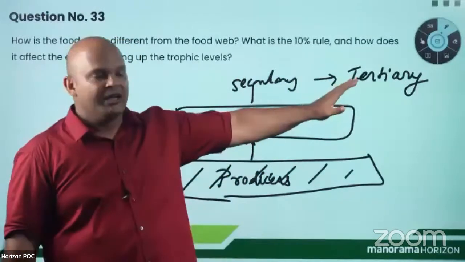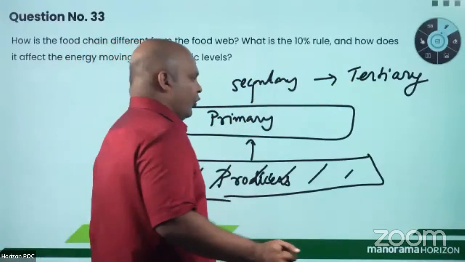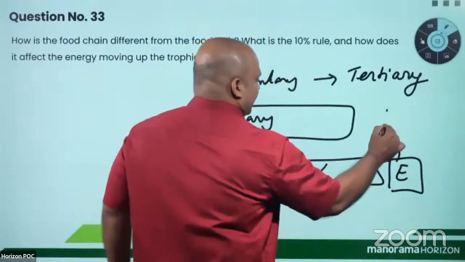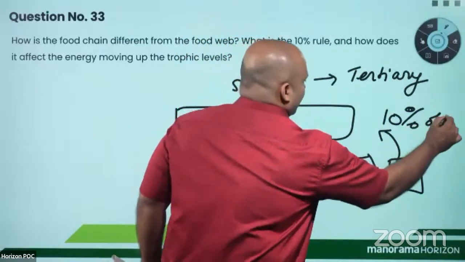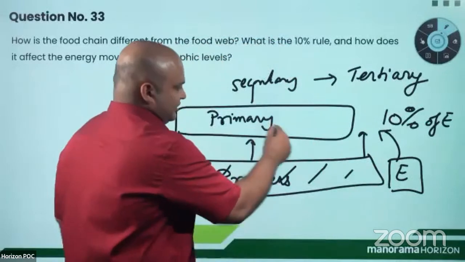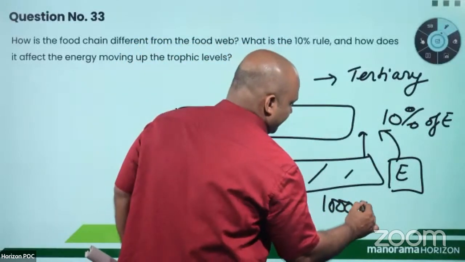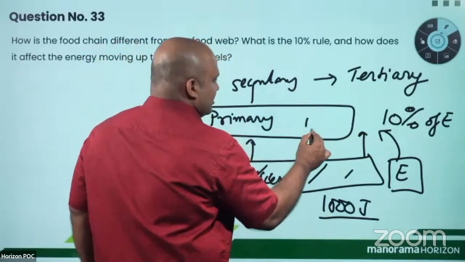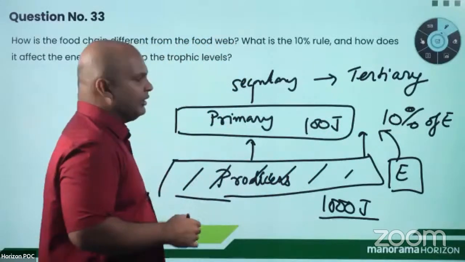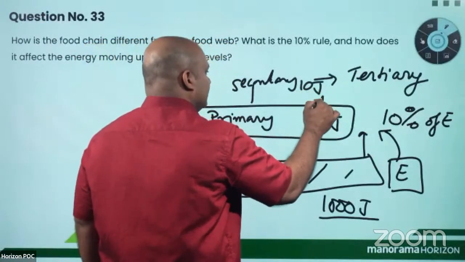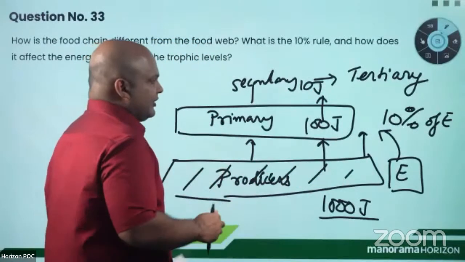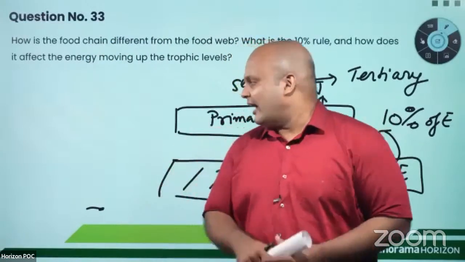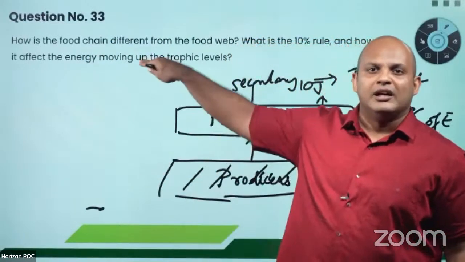meat and so on. What the 10% rule says is that whatever energy exists at the primary level, only 10% of this energy will be transferred to the next trophic level. So if we are starting with, let's say, 1000 joules, the producers have 1000 joules of energy. Only 10% or 100 joules ends up at the second trophic level. Only 10 joules ends up at the third trophic level, which means that the amount of energy available in an ecosystem goes down drastically as you go from the lowest trophic levels to the highest trophic levels.